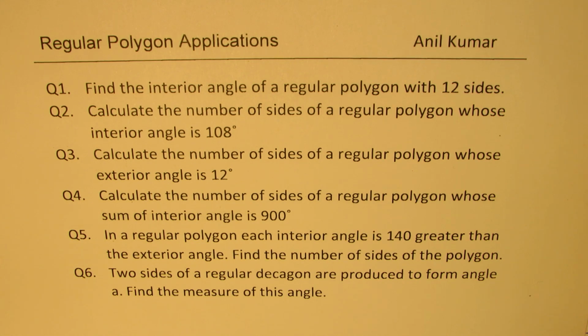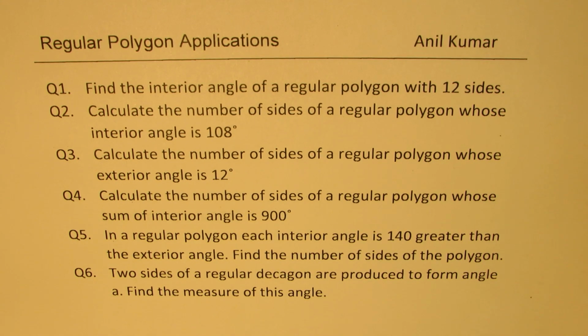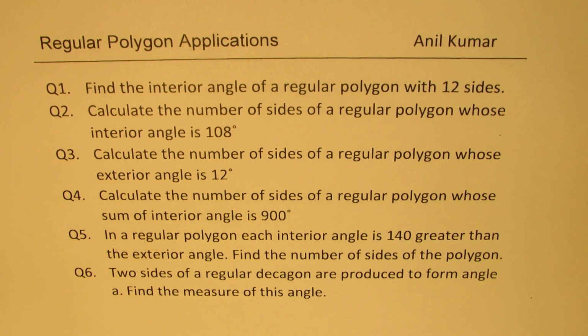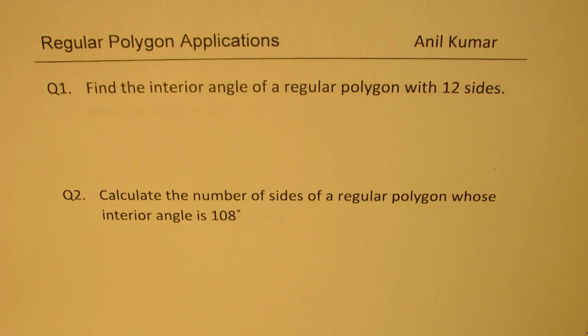So that covers the basics. Now question number 5 and 6 are application and thinking questions. Question number 5. In a regular polygon, each interior angle is 140 greater than the exterior angle. Find the number of sides of the polygon. And question number 6 is, two sides of a regular decagon are produced to form angle A. Find the measure of this angle. You can always pause the video, answer these questions, and then check with my solutions. Now let us take these solutions one by one. I will also discuss with you a strategy to find these answers quickly.